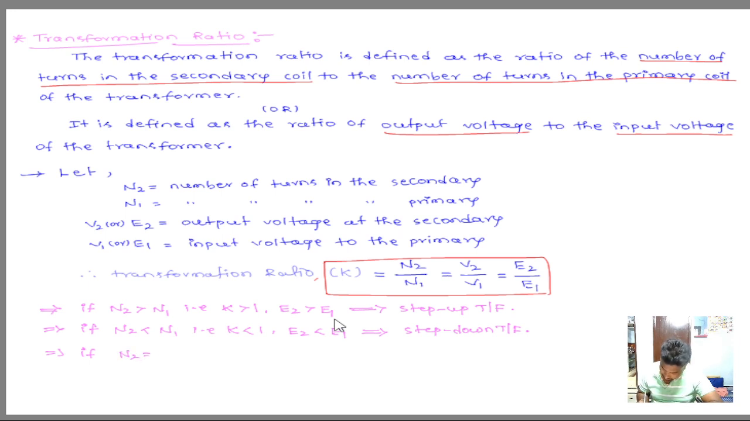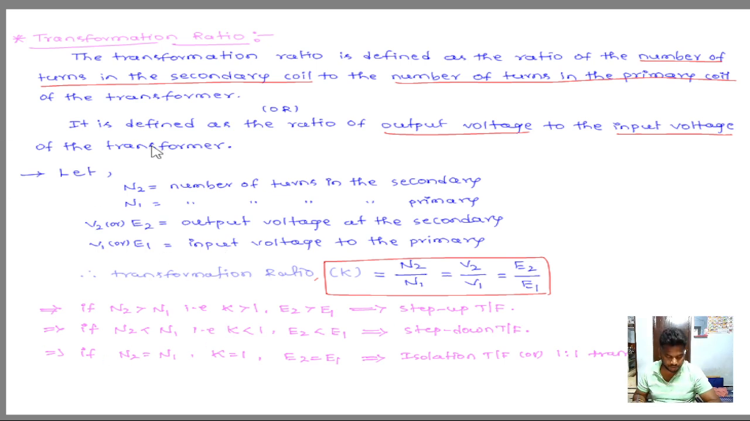And if N2 is equal to N1, then K is equal to 1. If K is equal to 1, E2 is equal to E1. In this case, the transformer is said to be an isolation transformer, or we call it a 1 to 1 transformer. Is it clear?